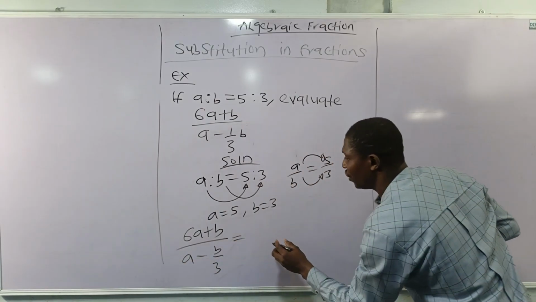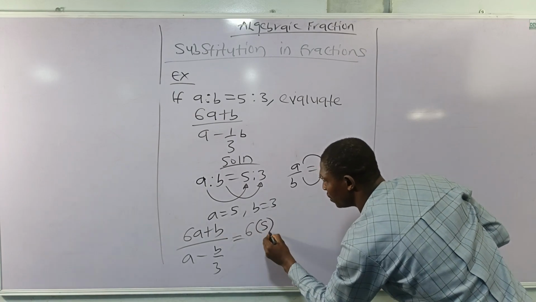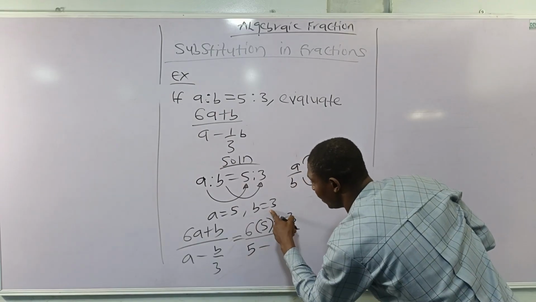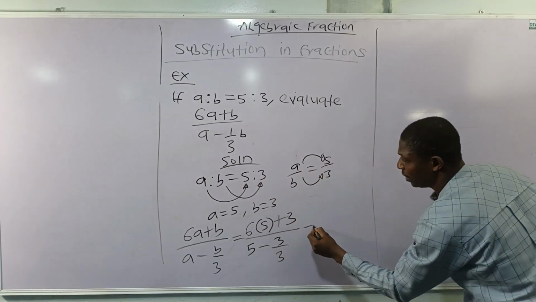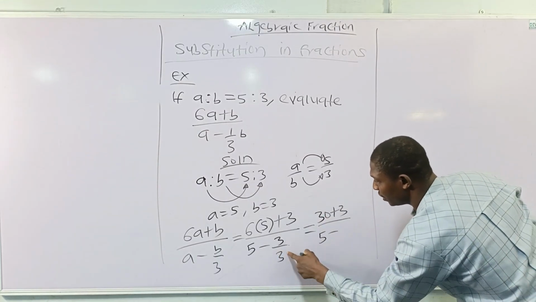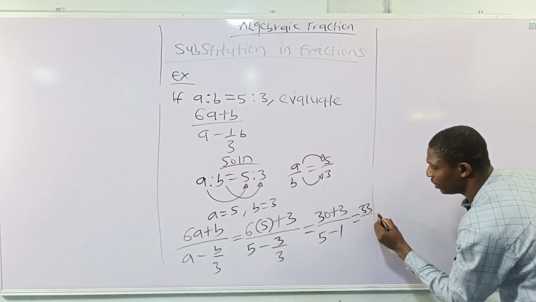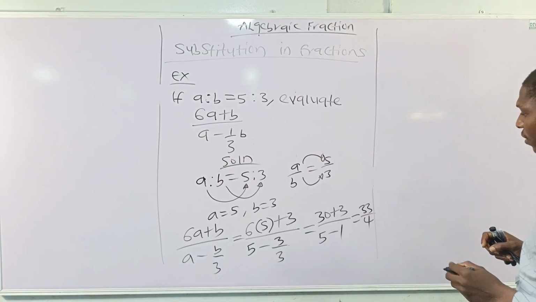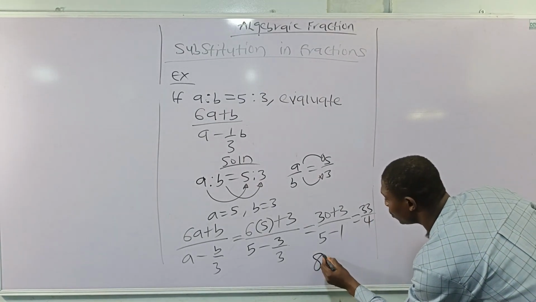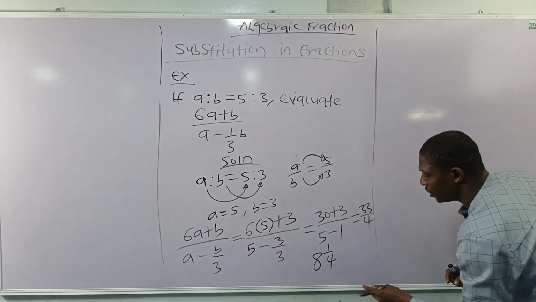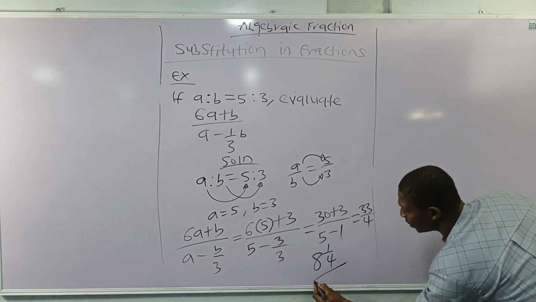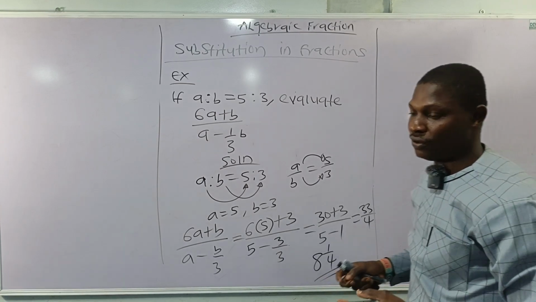Giving me 6 bracket the value of a, which is 5, plus the value of b, which is 3, all over the value of a, which is 5, minus the value of b, which is 3, all over 3. 6 times 5 is 30, plus 3, all over 5 minus 3 divided by 3, which is 1. This becomes 33 all over 4. Can 4 divide? 4 will divide without a remainder. So I'll get 8 whole number 1 all over 4. Check: 8 times 4 is 32, plus 1, 33 all over 4. So these are the answers in mixed fraction.